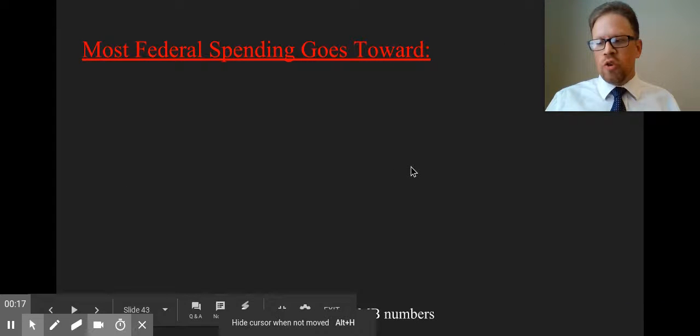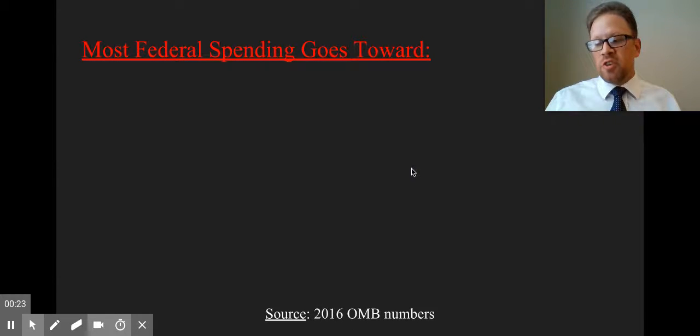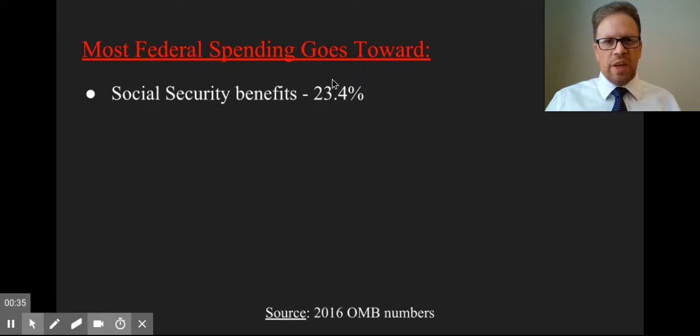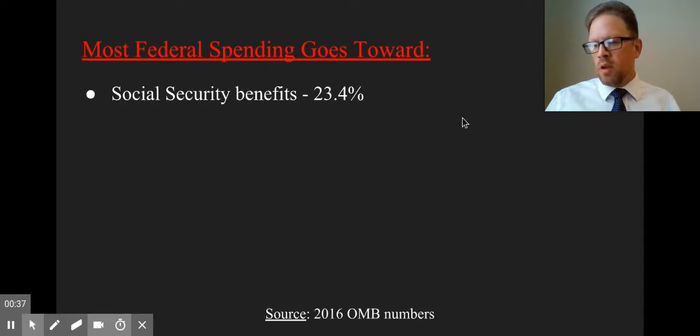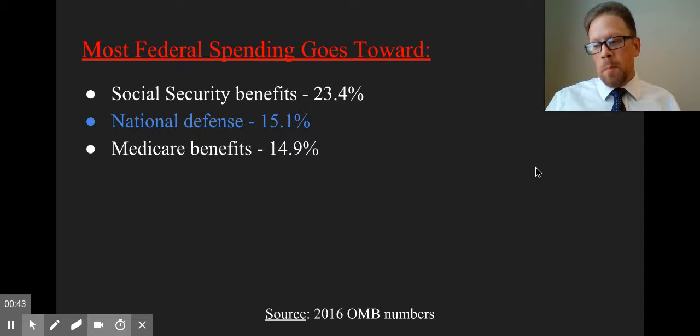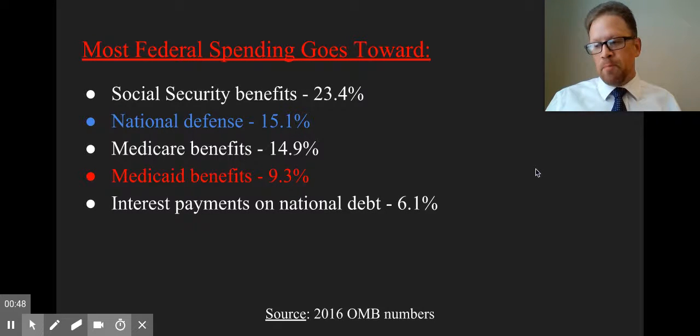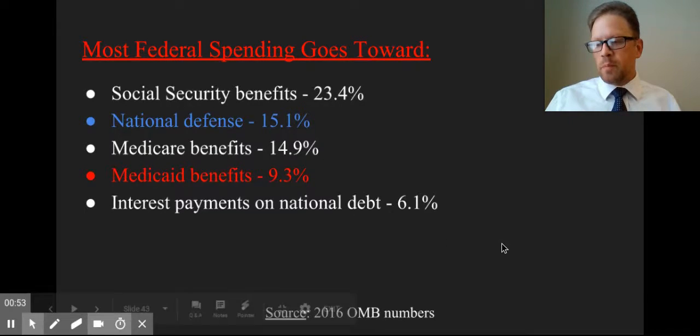Federal, state, and local government spending goes toward a large variety of spending priorities. The federal, state, and local governments have varying expenditure or spending priorities. Most federal spending goes toward Social Security benefits. You might want to remember what the top ones are on this. National defense, Medicare benefits, Medicaid benefits, and also interest payments on the national debt. That's where most of our money goes. This is the largest one. You might want to remember that one.